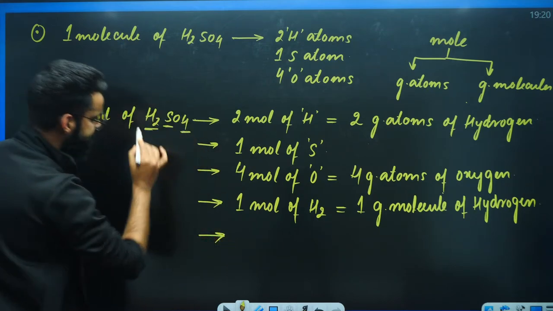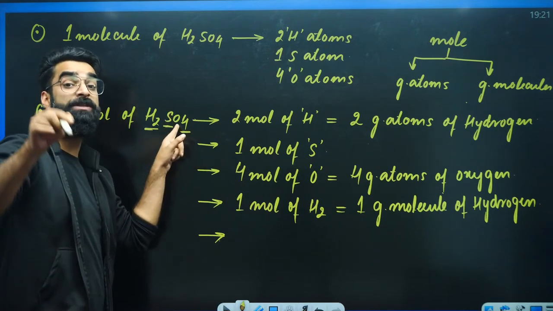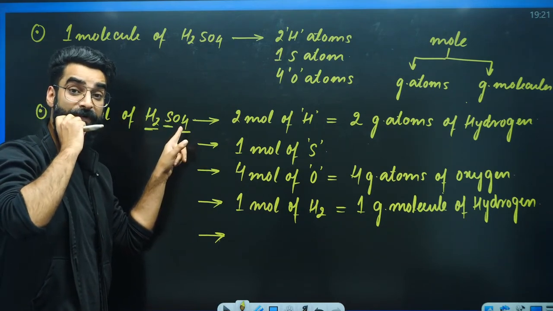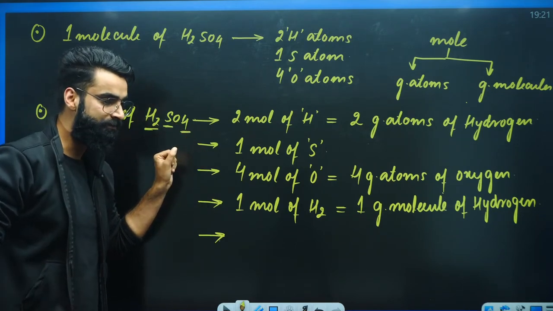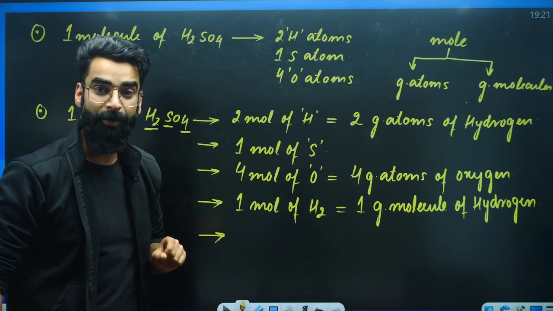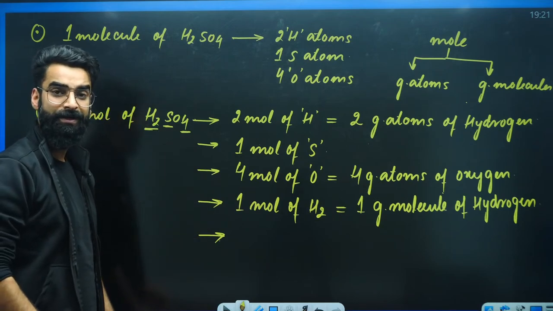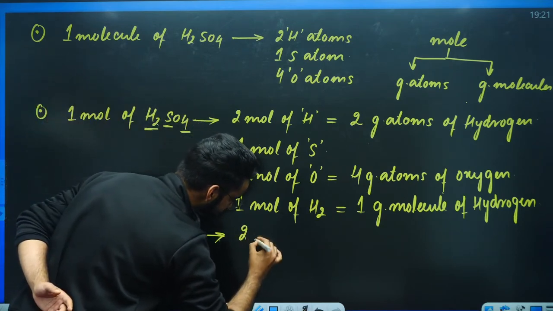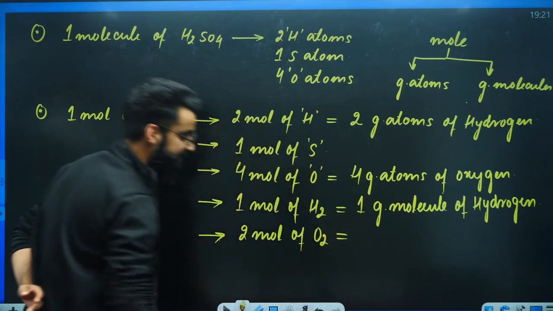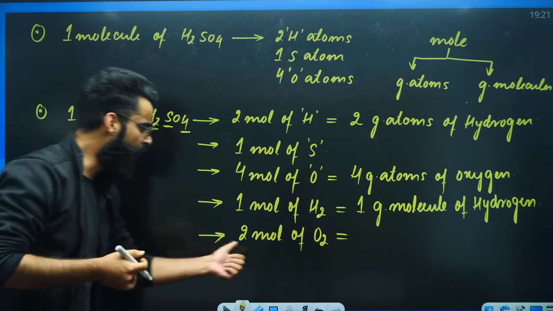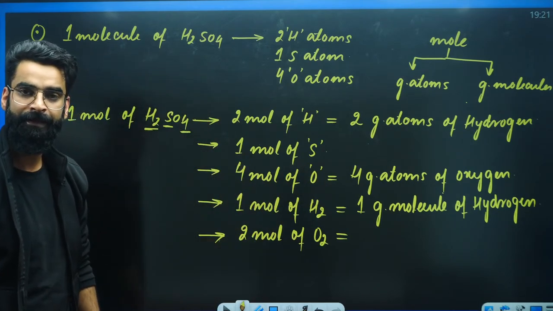If I talk about oxygen, we know 1 mole of H2SO4 contains 4 moles of O, correct? But if I want to take oxygen in molecular form, can I say 1 mole of H2SO4 contains 2 moles of O2? It contains 2 moles of O2. 2 moles of O2 means 4 moles of O. As simple as that, correct?